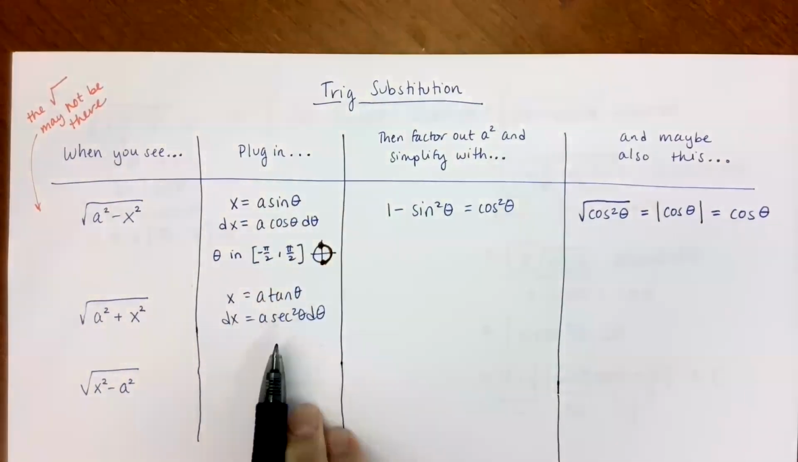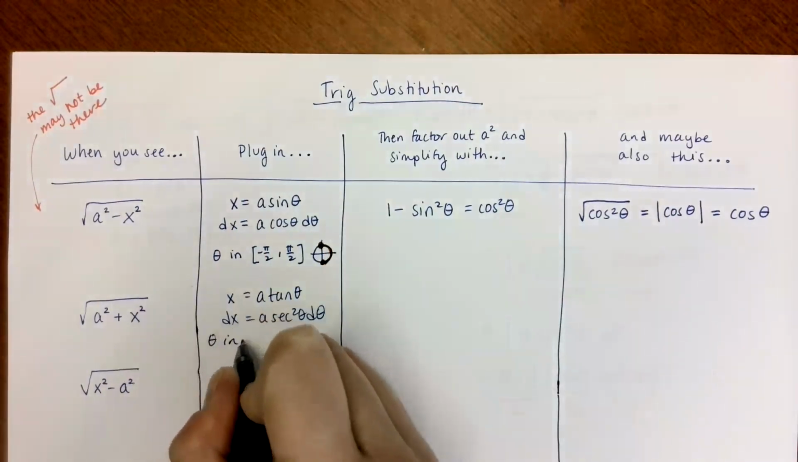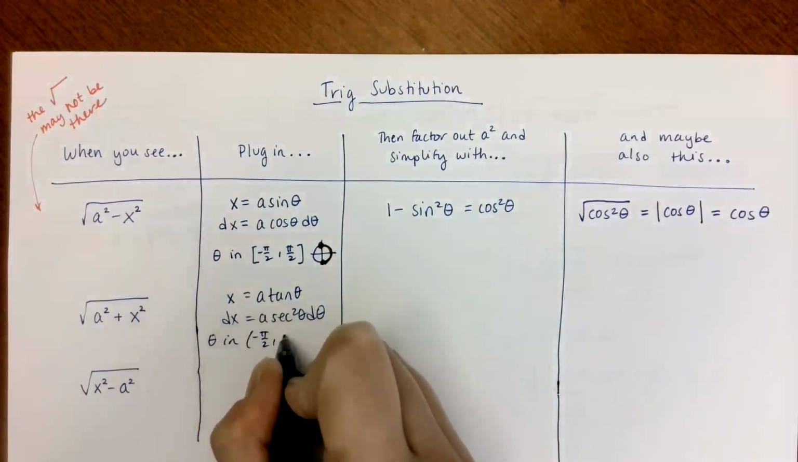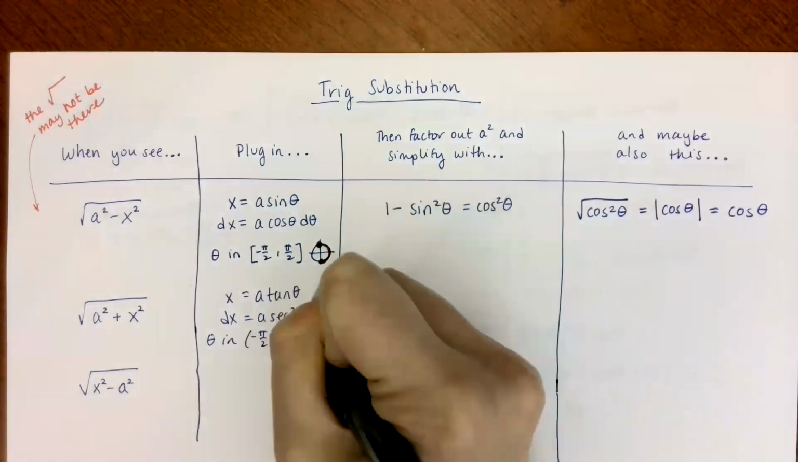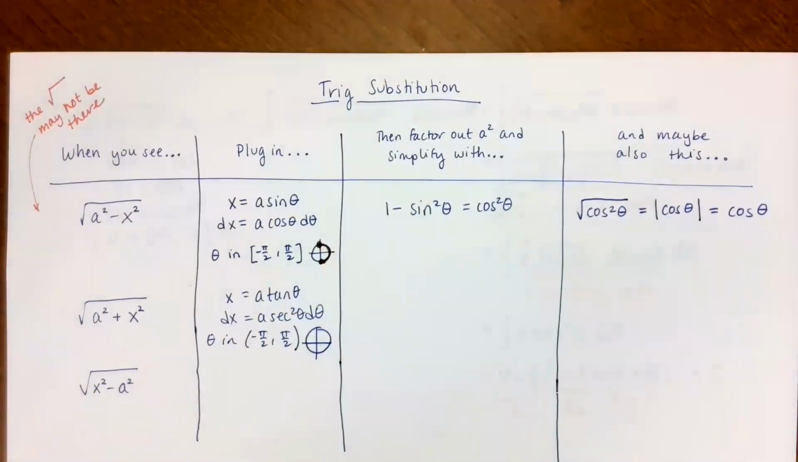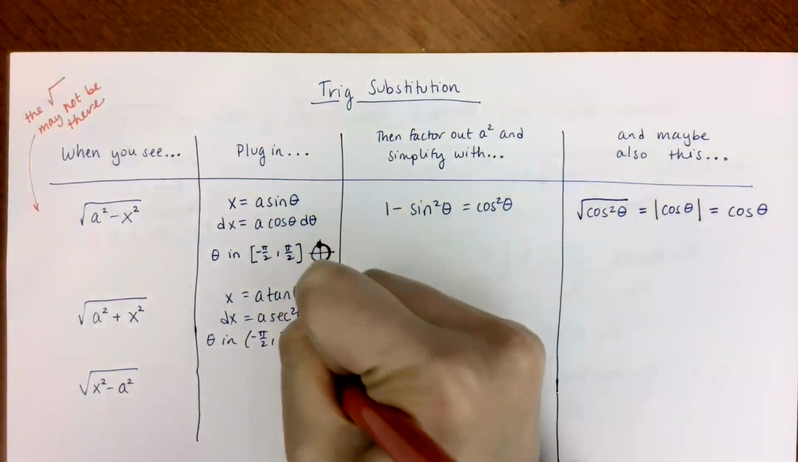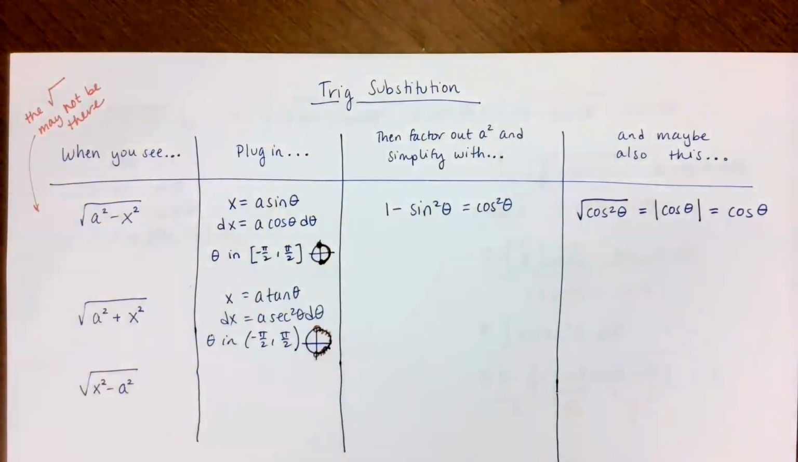That's just tan's derivative. And then the restriction on theta is theta is in minus pi over 2 to positive pi over 2, but now with parentheses instead of brackets, just because that's the range of arctan. So that's the same angles. We're just excluding the edges here because there's no tan there.